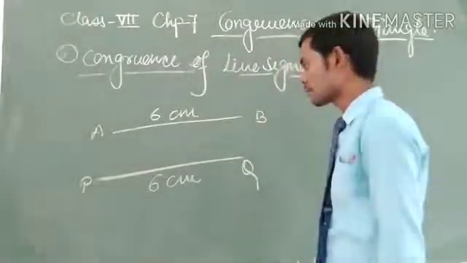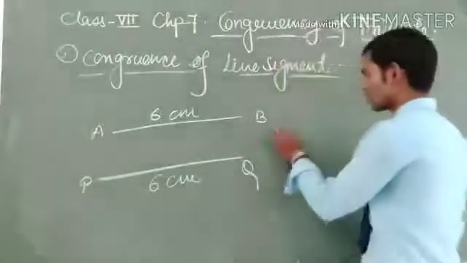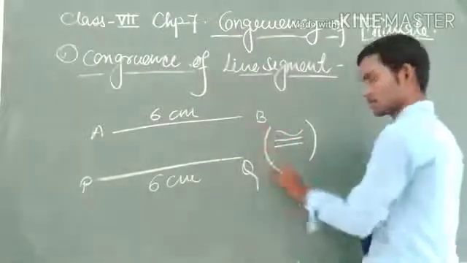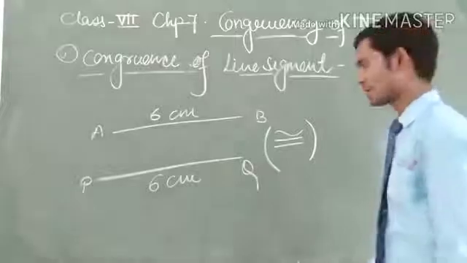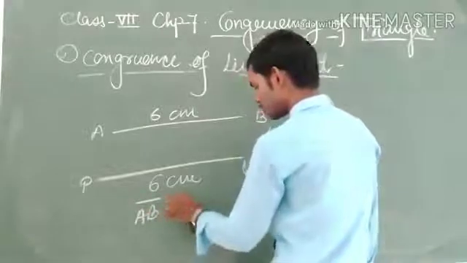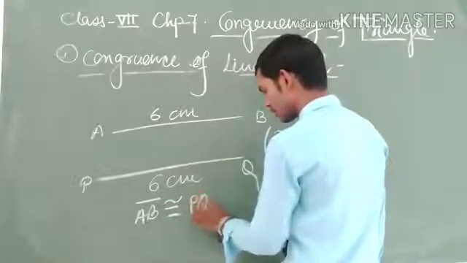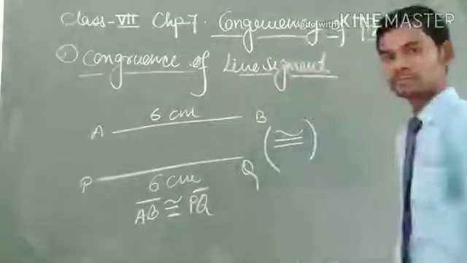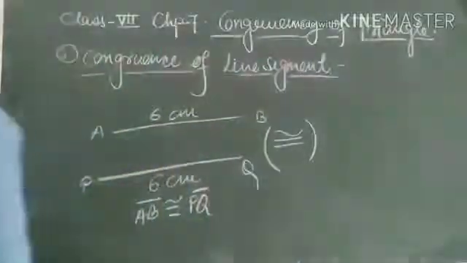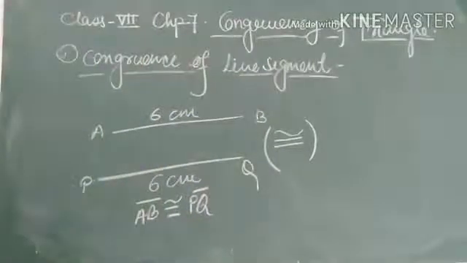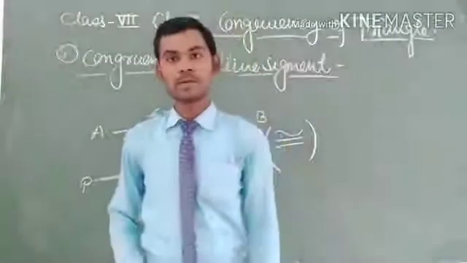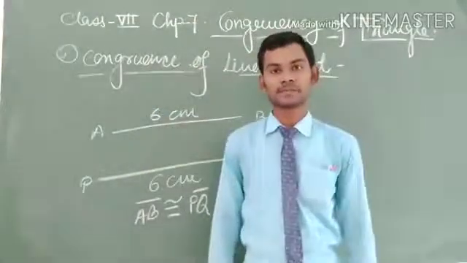And here we write the sign of congruency, this is the sign of congruency. So here we write: line segment AB is congruent to line segment PQ, because both have the same length. Therefore they are known as congruent line segments. Okay students, so we define that two line segments are said to be congruent if they have the same length.